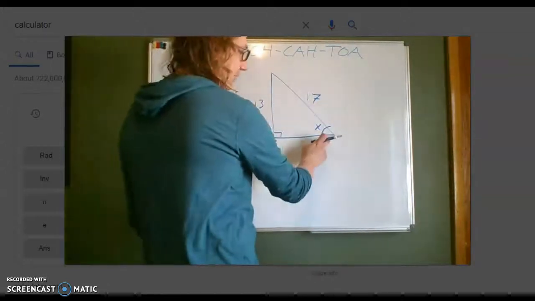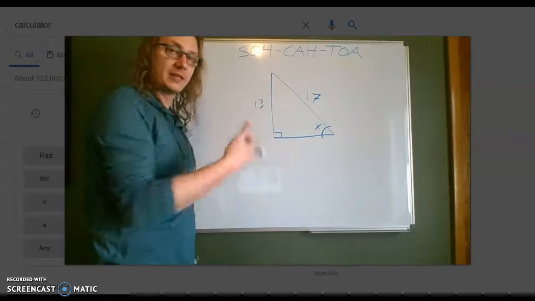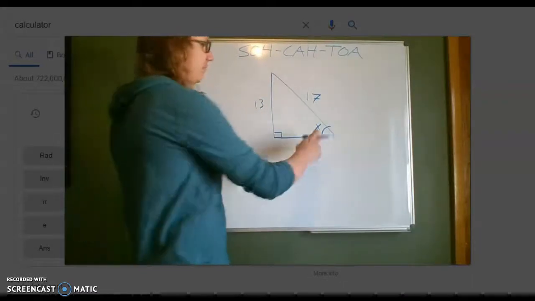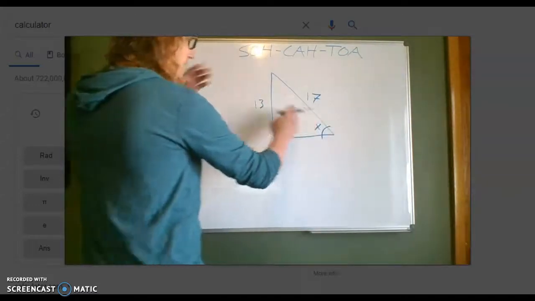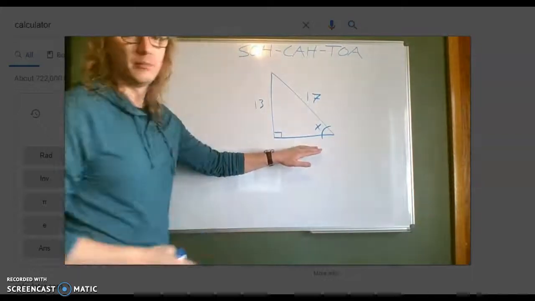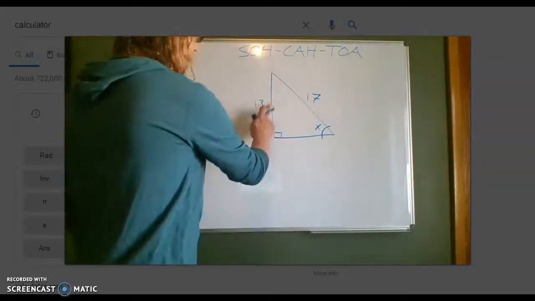This is my important angle. It's the angle that either I'm looking for, or if we were looking for sides, the angle that I know. In this case, it's the one that I'm looking for. So everything is relative to this angle. We know this side, and we know this side. We don't want to deal with this one at all, because we don't know what it is. So we're going to look at this side.